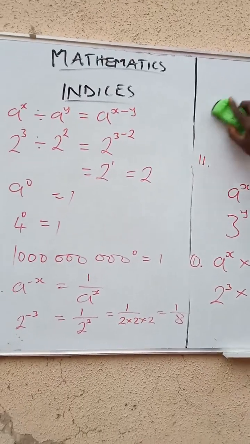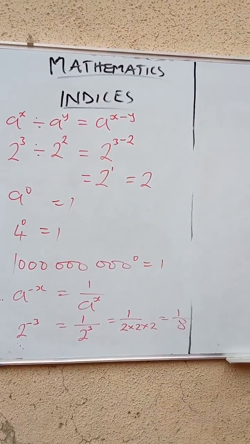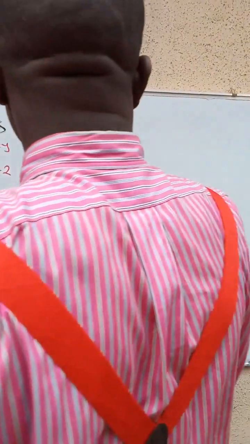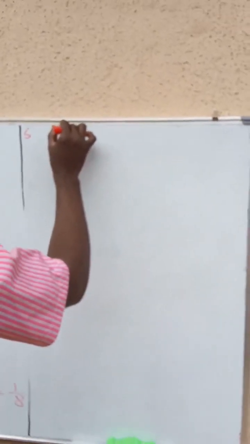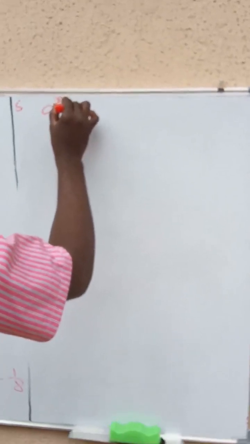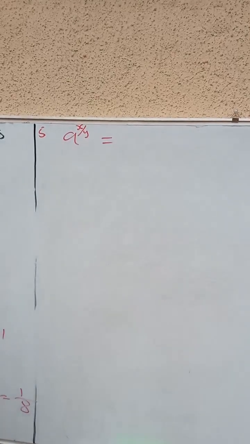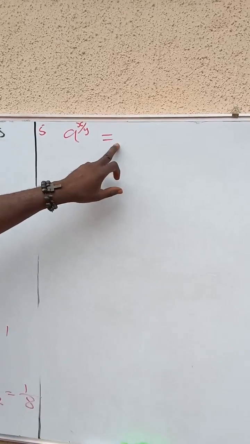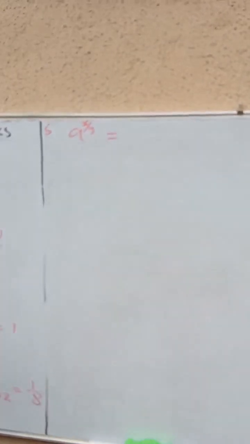We have done justice to that fourth one as well. Then the fifth one, I said let me say a raised to the power of x over y. And I said that this thing is the same thing as the denominator. Take note of this. The denominator will serve as the root, and the numerator will serve as the power.